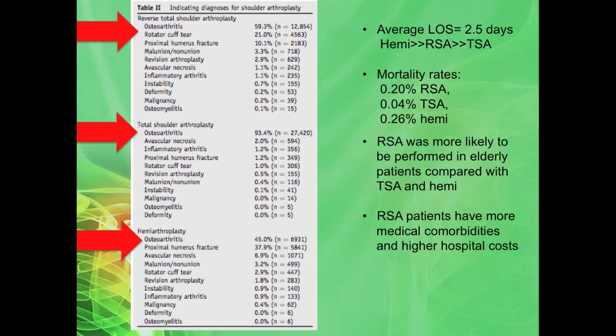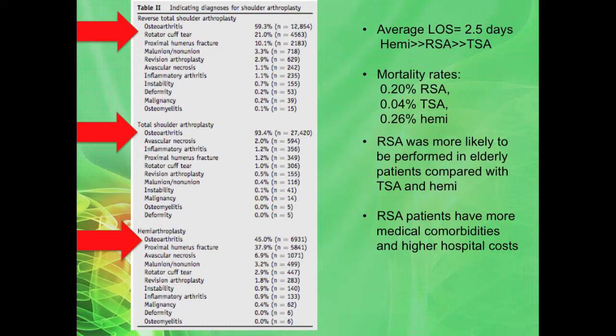When looking at just the total shoulder arthroplasty, the primary diagnosis was osteoarthritis. And for hemiarthroplasty, once again, it's osteoarthritis, but followed very close behind proximal humeral fractures. So the average length of stay for these procedures is roughly 2.5 days, with the hemiarthroplasty length of stay being greater than the reverse and being greater than the total shoulder arthroplasty. The mortality rates, roughly symmetrical in the reverse and the hemi, with the total shoulders being the smallest.